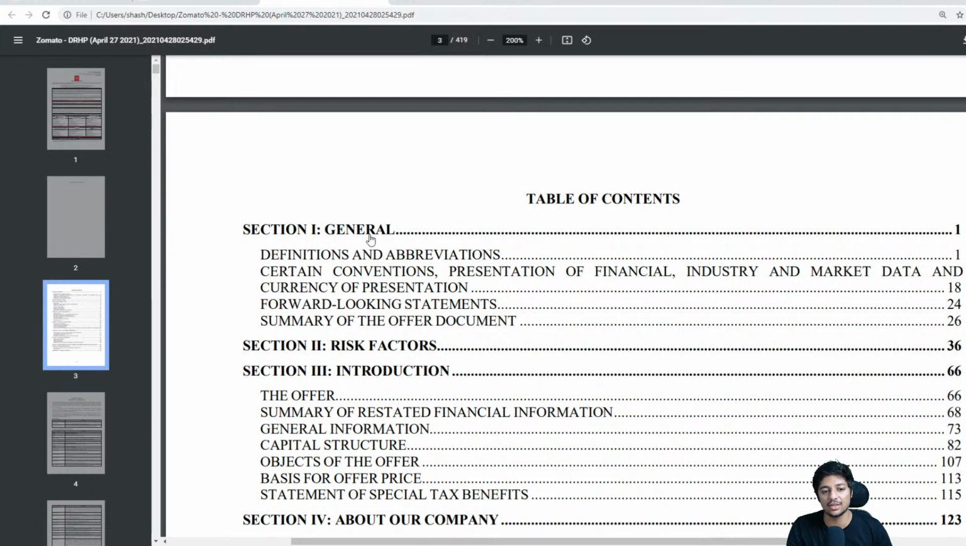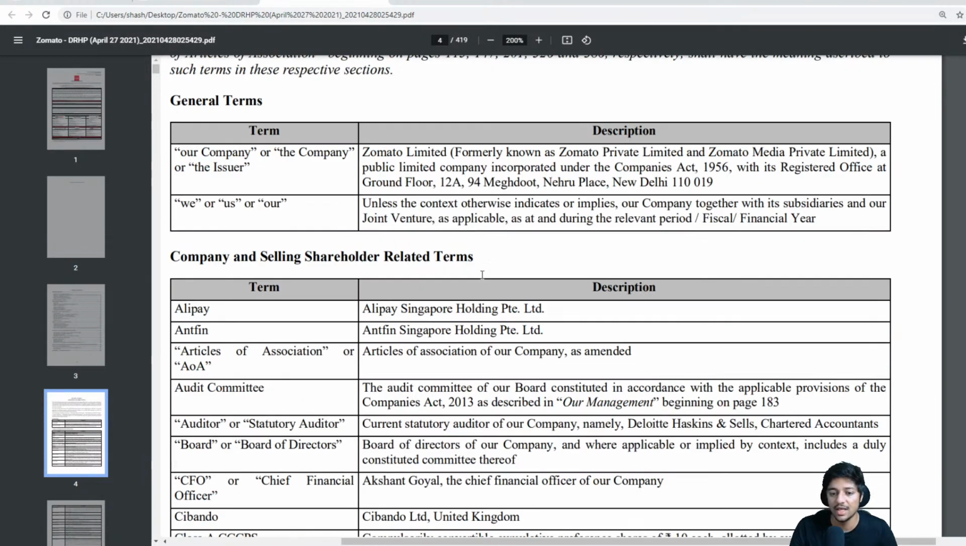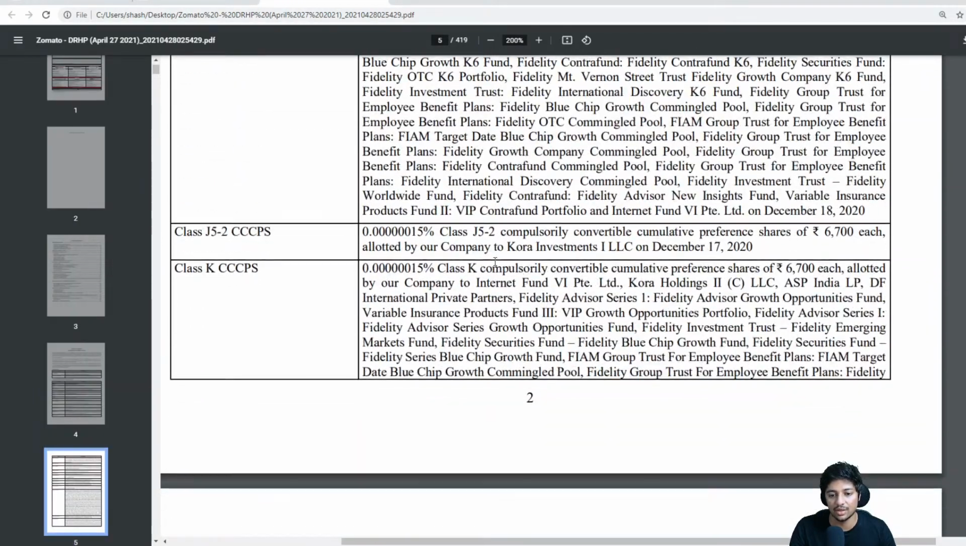So for that, just go to this section and just click on general. Automatically, it'll push you down to the page number 4, which is general. Now in general, I'll tell you what to look at. Okay, but always come to general first, and all these terms and descriptions you do not need to look at. So you can quickly go through it.